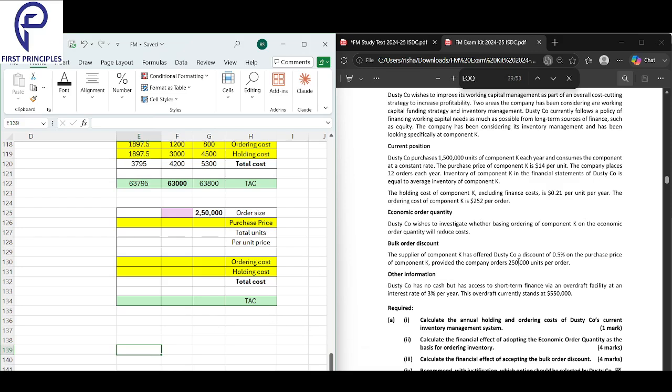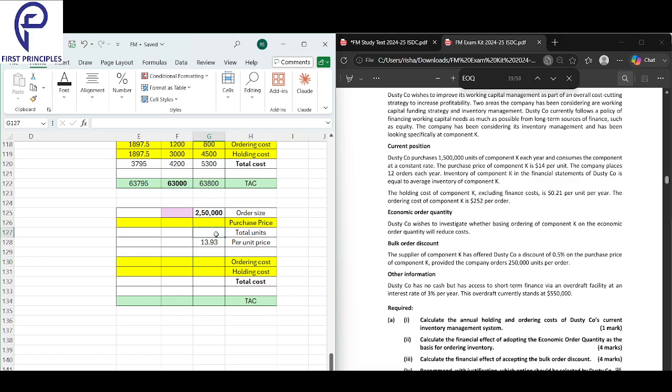On how much are we getting a discount? We're getting a bulk discount on 250,000, and how much? 0.5%. What is the purchase price? Purchase price is 14, and you're getting 0.5% off. We'll do 99.5% into 14, which is 13.93. That is the per unit purchase price.